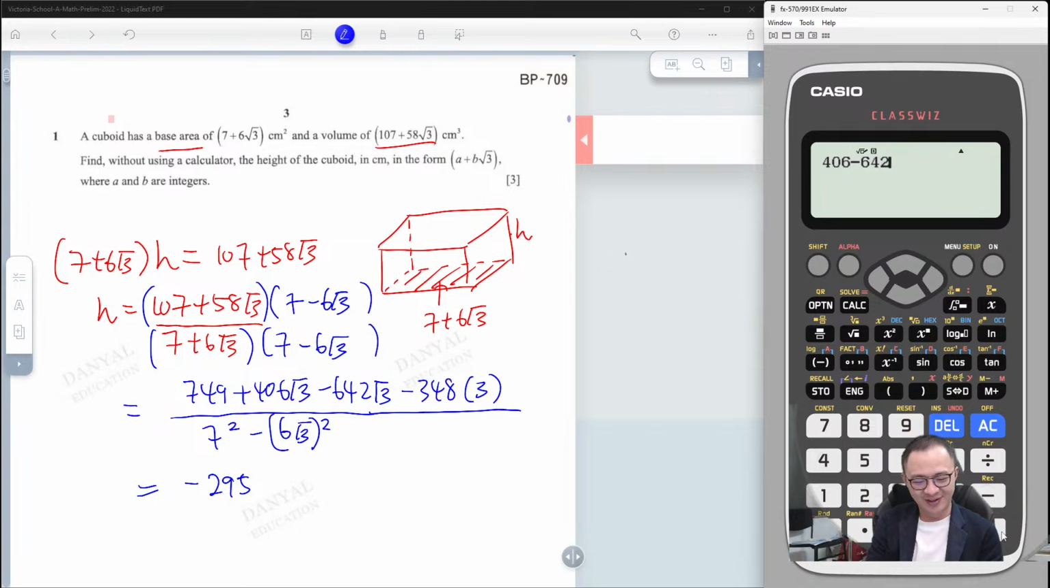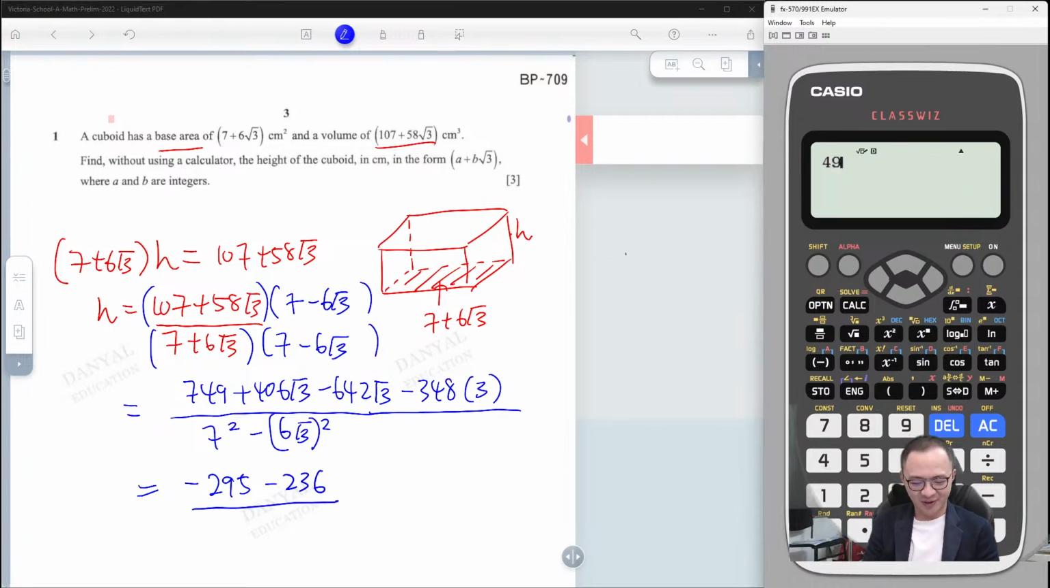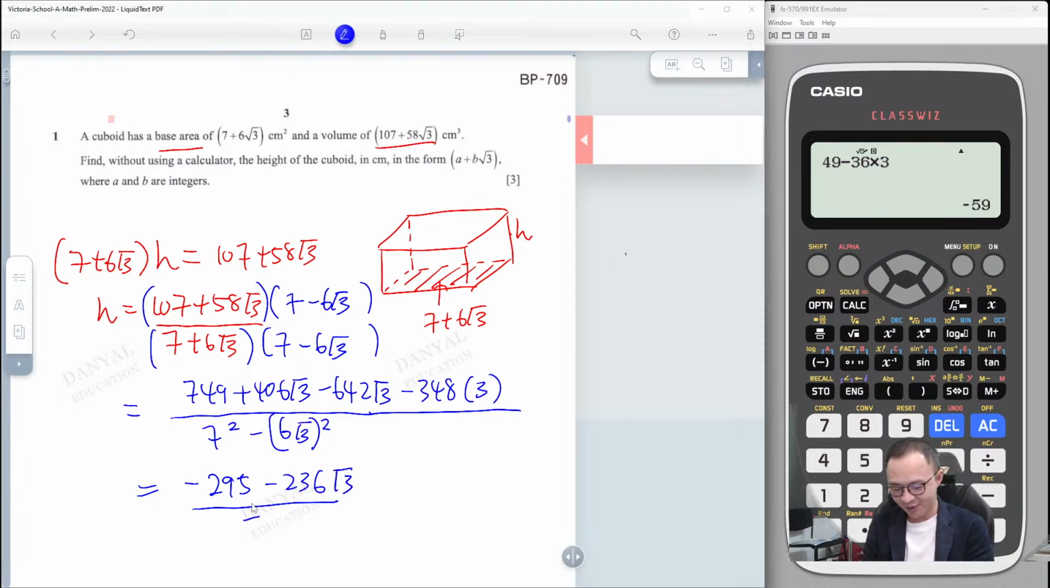I'm still doing minus 236. The bottom is 49 minus 36 times 3. Negative 59. There's a root 3 here. Sorry.